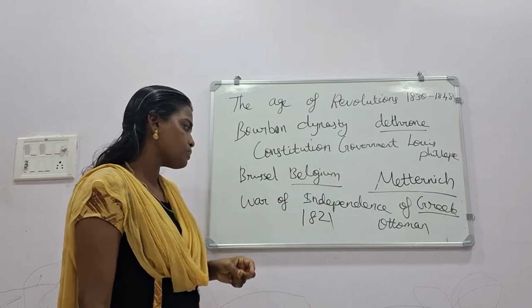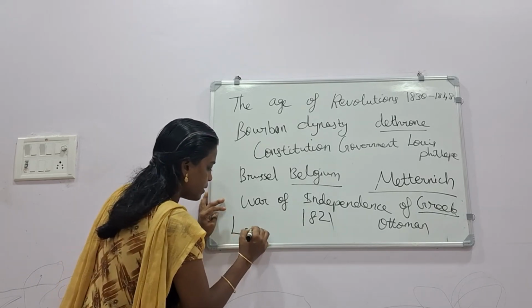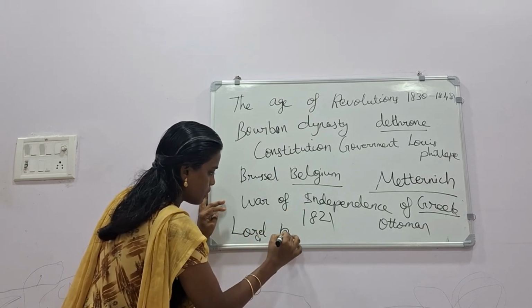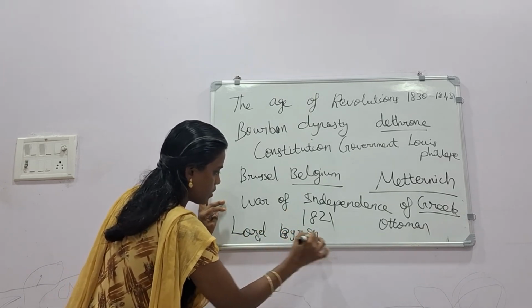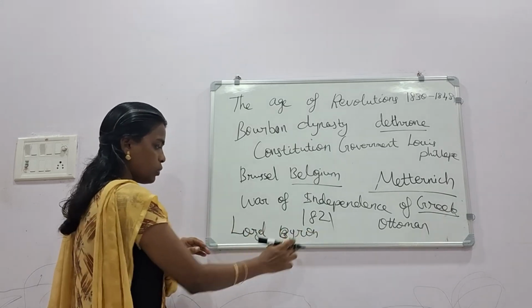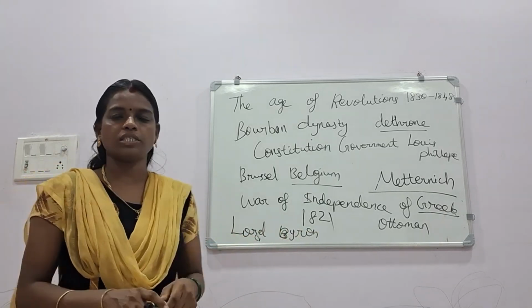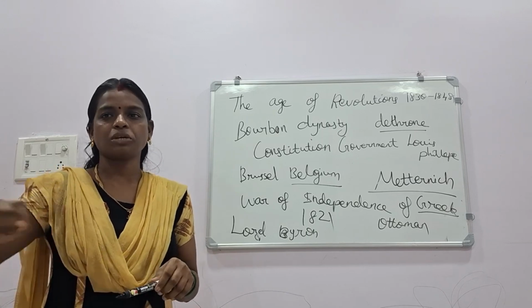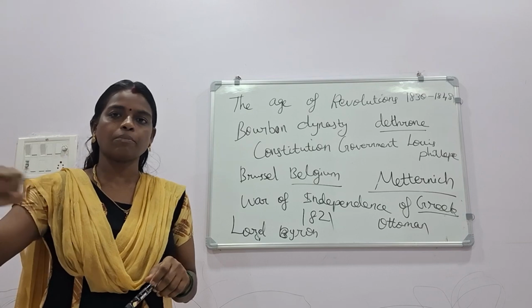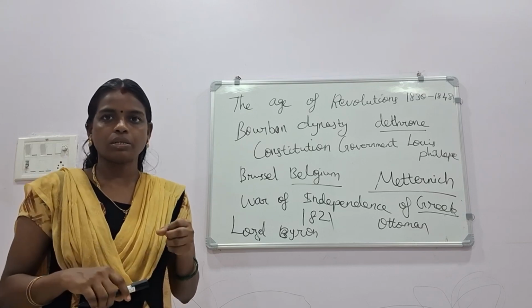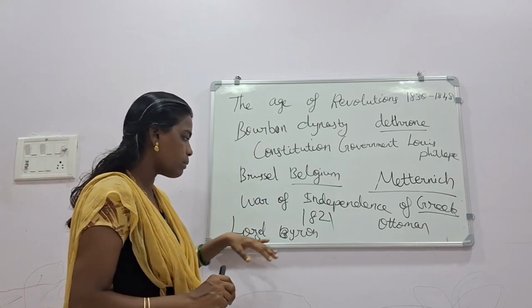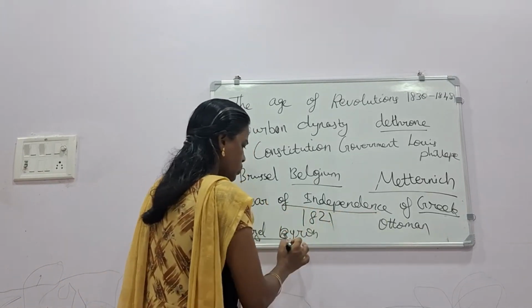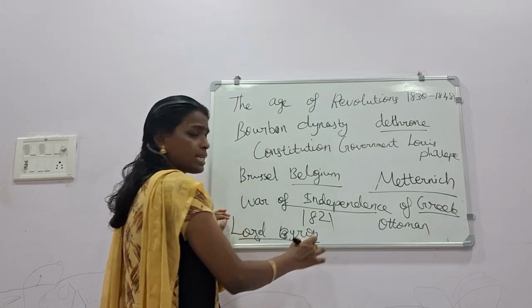Second thing will be Byron, Lord Byron. B-Y-R-O-N, Lord Byron, who was a poet. What are the works of a poet? What should the poet do? The poet has to write some literature or some poem or some lyrics. That is the work of the poet, no? The poet was Lord Byron, who supported the War of Independence, and not only that, he collected some fund.